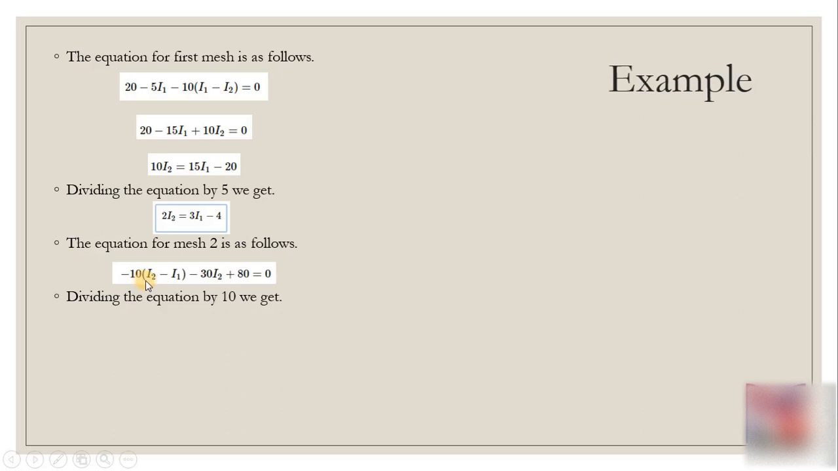The equation can be simplified by dividing it through 10. We get minus (I2 minus I1) minus 3I2 plus 8 is equal to 0. It can be written as minus 4I2 plus I1 plus 8 is equal to 0. In the final form, this equation can be written as 4I2 is equal to I1 plus 8.